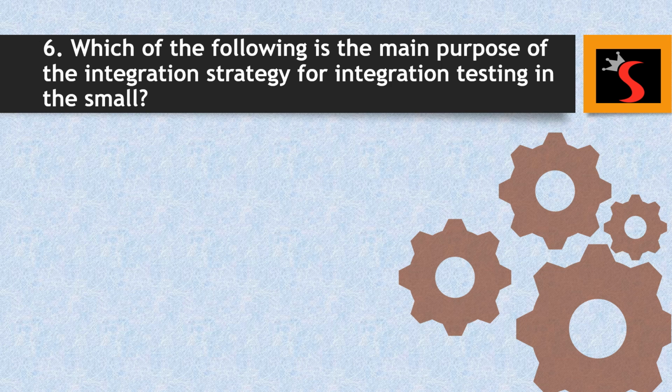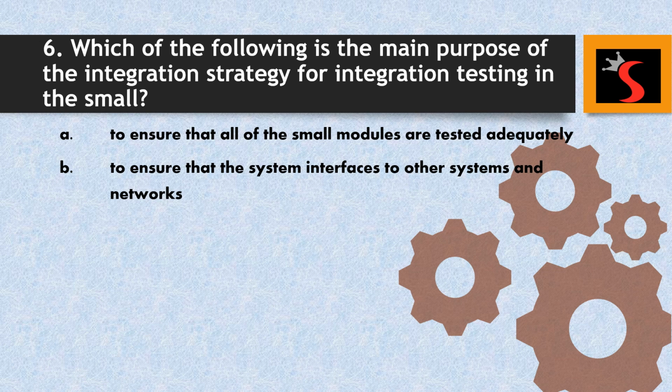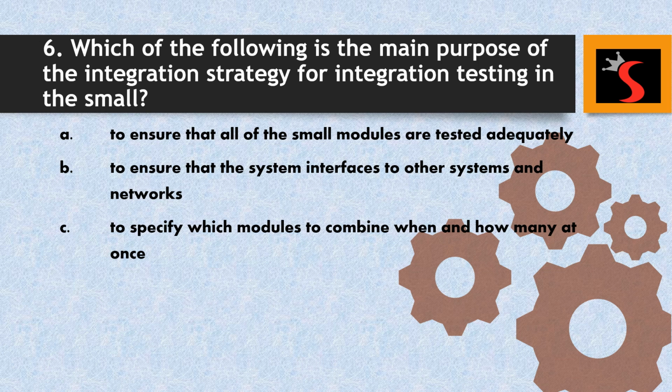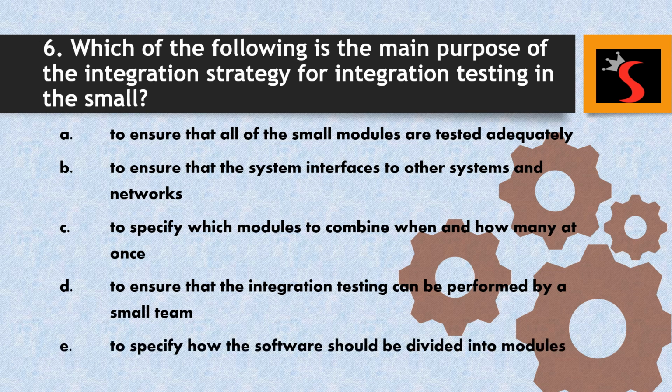Which of the following is the main purpose of integration strategy for integration testing in the small? A. To ensure that all of the small modules are tested adequately. B. To ensure that the system interfaces to other systems and networks. C. To specify which modules to combine when and how many at once. D. To ensure that the integration testing can be performed by a small team. Or E. To specify how the software should be divided into modules.